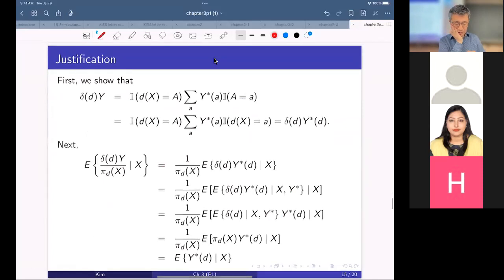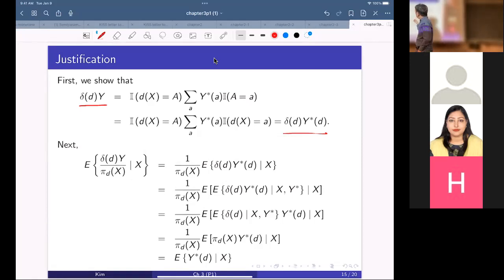Okay, so here's a justification. The first thing you should notice is that these two, so delta, we introduced a lot of new concepts, so it's a little bit confusing, but anyway, we should do it one by one, right?